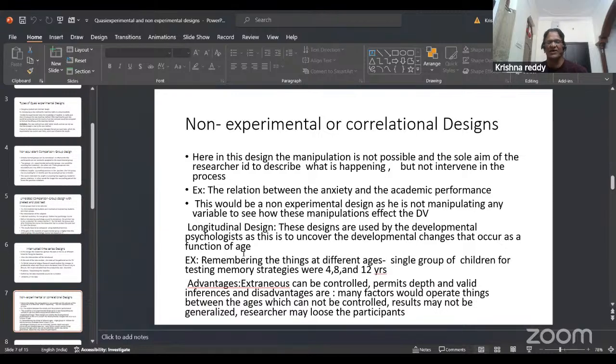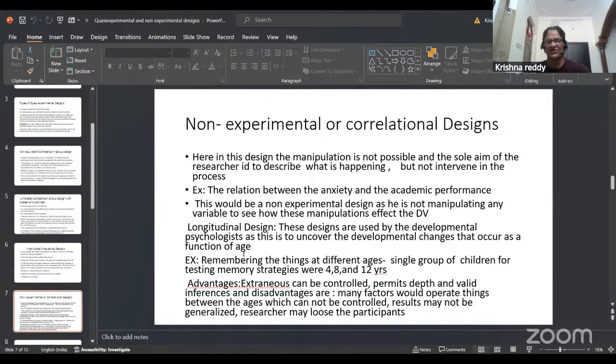An example is remembering things at different ages. Under this longitudinal design, you can take the example of remembering things at different ages. A single group of children is tested for memory strategies, considering ages 4, 8, and 12 years.